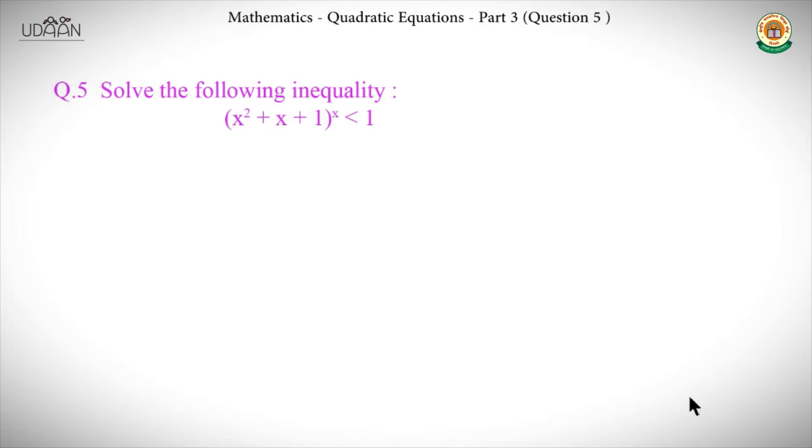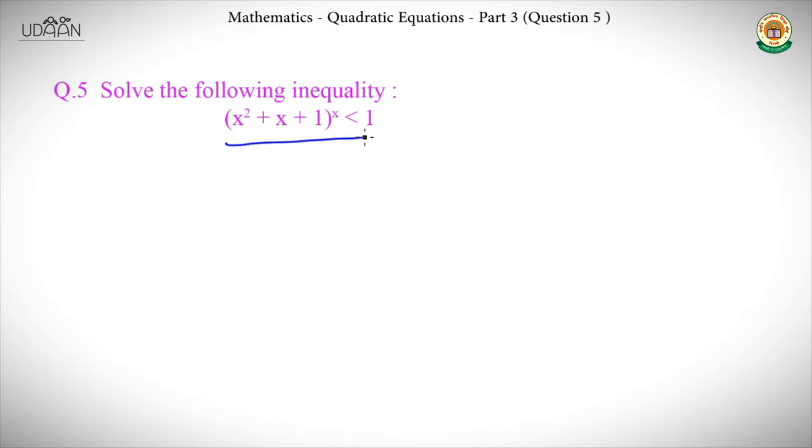Moving on to question number 5, which is: solve the following inequality, (x square plus x plus 1) whole to the power of x is less than 1. So yeah, let's see how we go about it. This question might seem to be a difficult one as it has an exponent in terms of x. We'll just solve and see how we can make it easier.